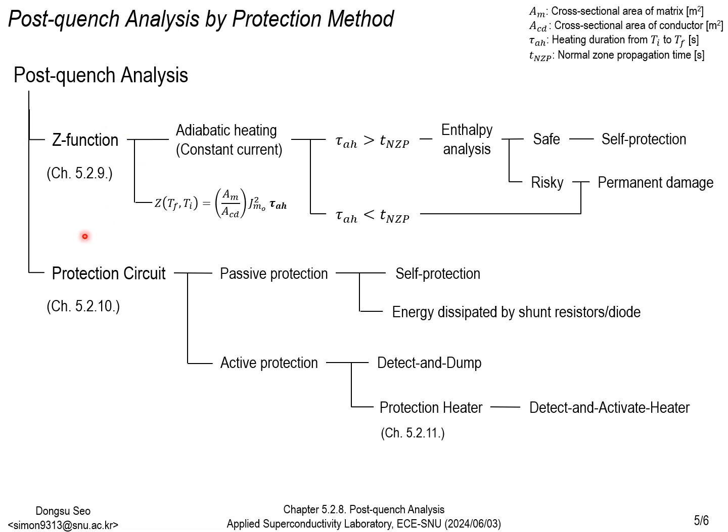For the magnet needing more protection, the protection circuit consists of passive and active protection. Passive protection consists of self-protection in which shunt resistors or diodes dissipate energy. Active protection has systems such as detect and dump and detect and activate heater, which will be covered in the protection heater lecture.